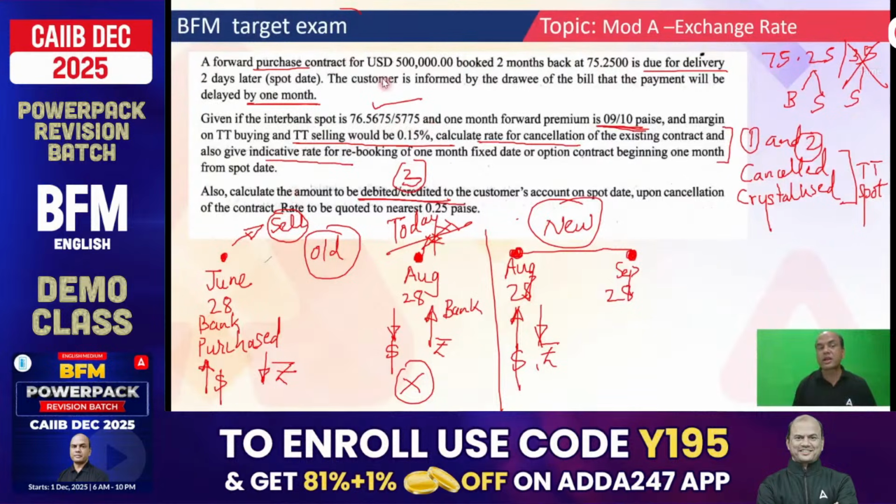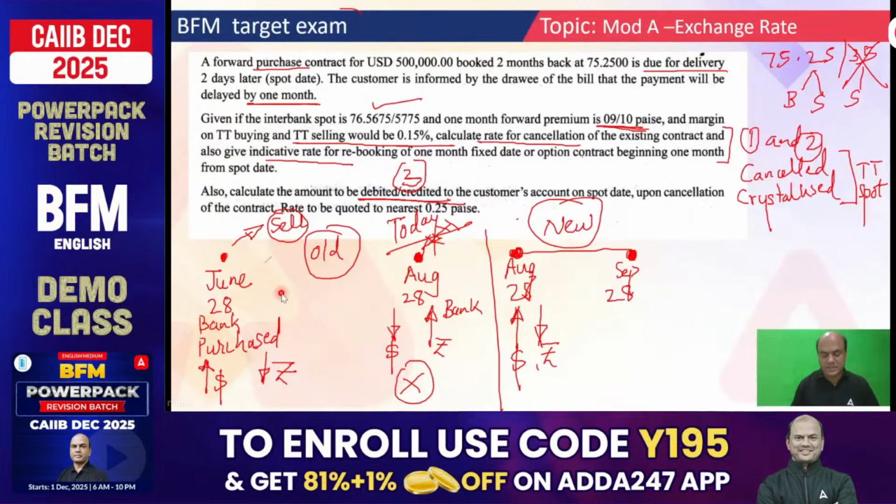So now this contract was booked at what? What was this contract? A forward purchase contract was booked. Purchase means this was an export at that time, right? This was an export. So purchase contract was booked. So bank had purchased the dollar at that time. Purchase was done. Okay. So understand one basic.